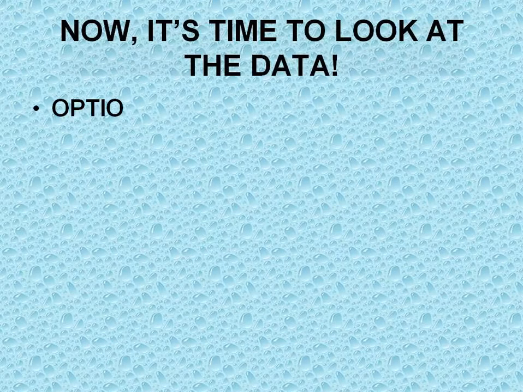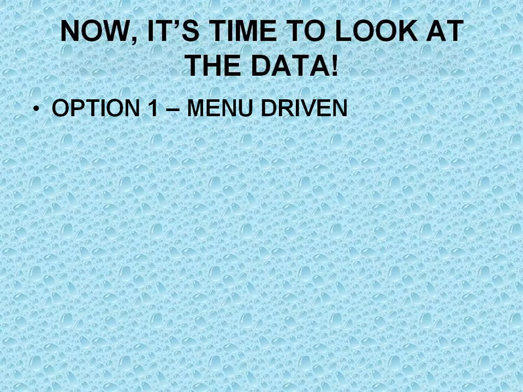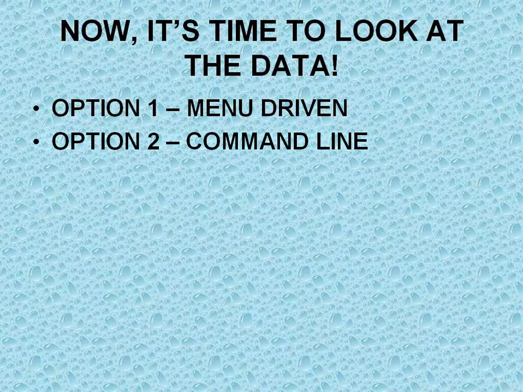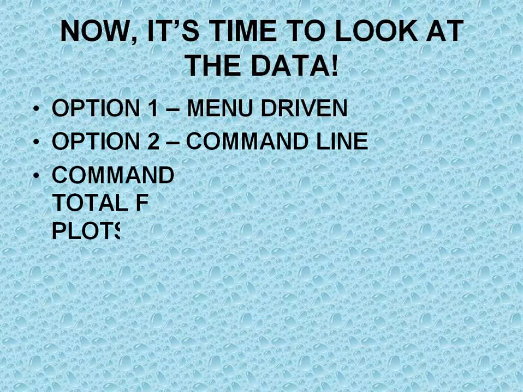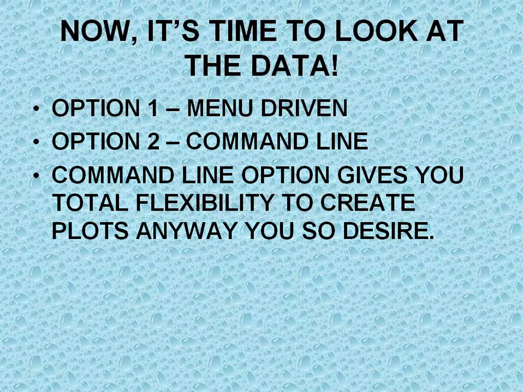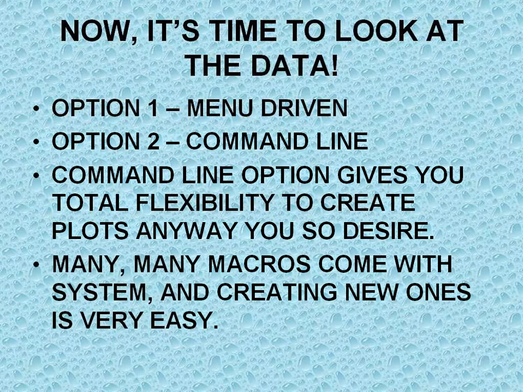So now it's time to actually look at the data. Now, there are two ways you can do it. There's a menu-driven option. I think the thing comes with something like 2,000 macros already in it with every conceivable thing you'd ever want to look at, but it's all previously defined. You don't have any control over the contour interval or anything else. So if you want to really be a geek, like I am, and have complete control, then you do the command line option. And that gives you total flexibility to create plots any way you so desire.